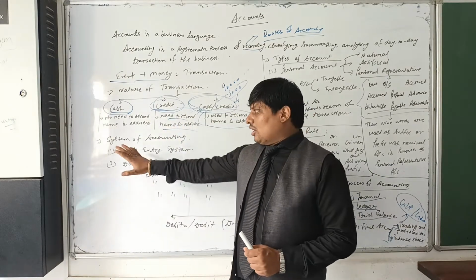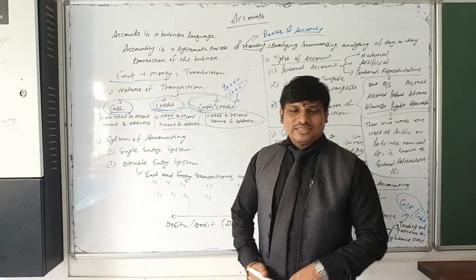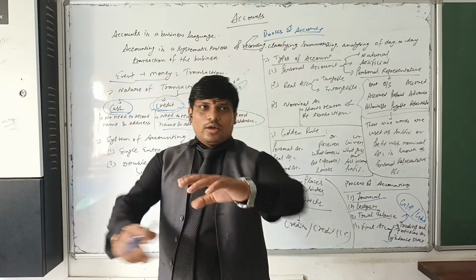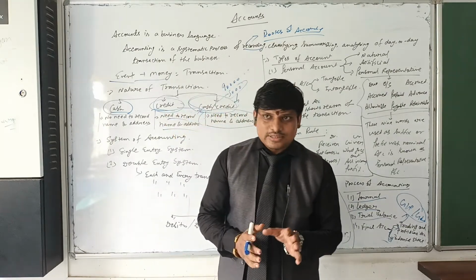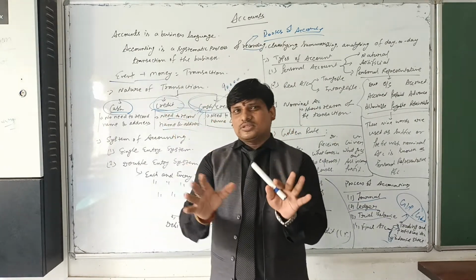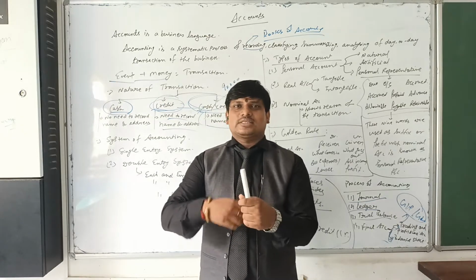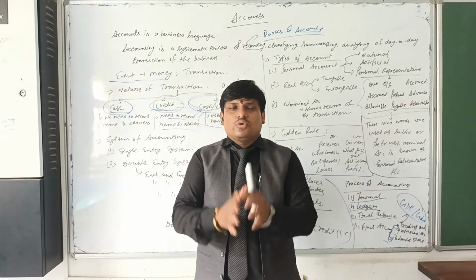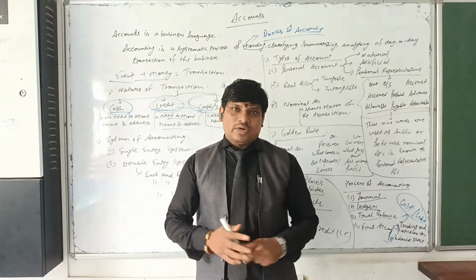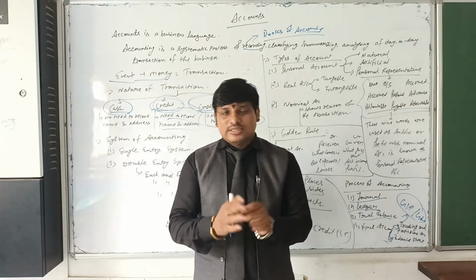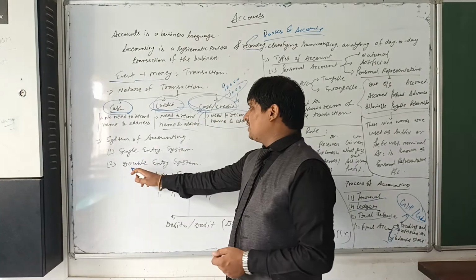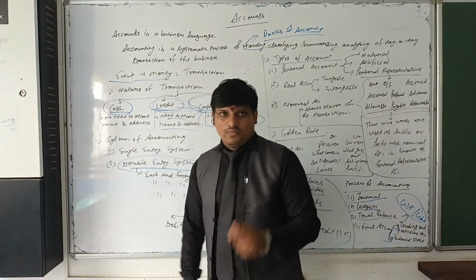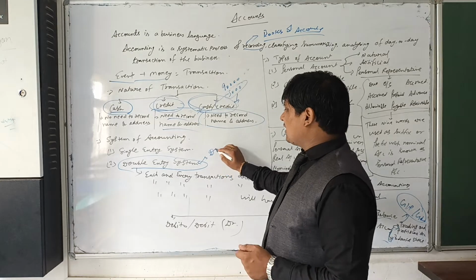Now the system of accounting. In the very beginning, our system was the single entry system. It means shopkeepers needed only how much cash we paid or how much cash we received. So that was only a single entry system; there was no effect on two accounts. But right now, our accounting system works on the double entry system, and the double entry system works on the dual aspect concept.